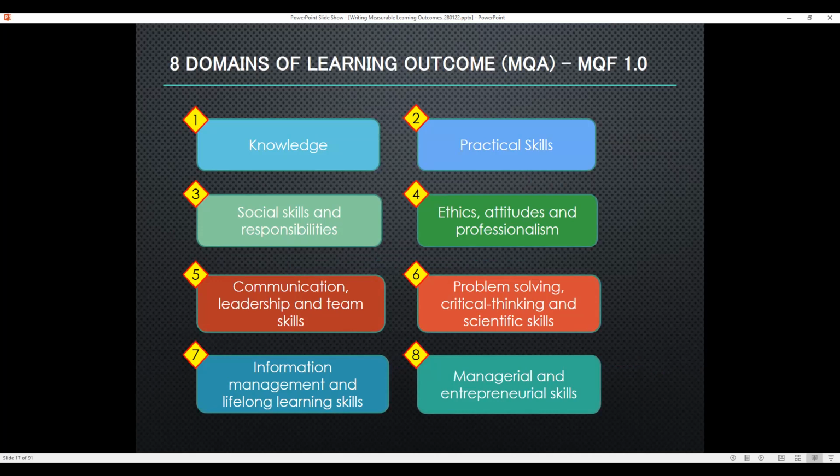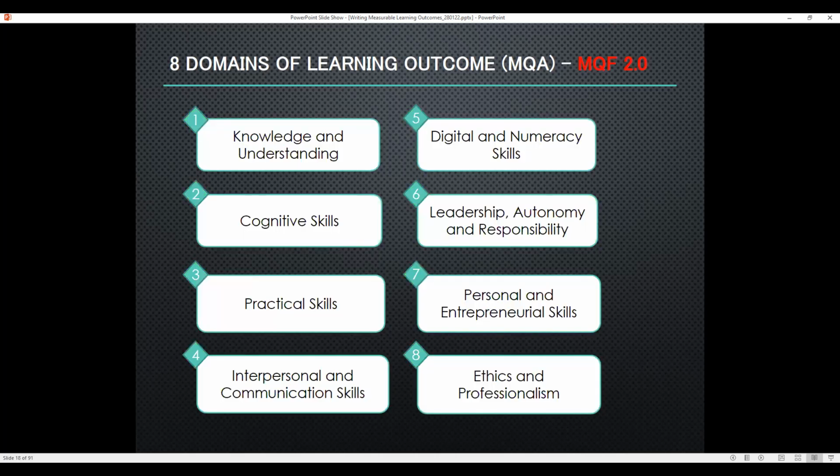Now, I'm not too sure what your understanding is of MQF or these domains by MQA. I'm showing you this just in case you have some documents which are not updated yet, because I understand that this updating and transferring into the new domains is happening by stages. I'm not sure which stage you are in, so I'm showing you so that you are aware that this is the old one, MQF 1.0, with 8 domains. And this is the new one, MQF 2.0.